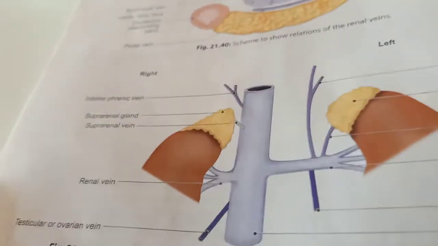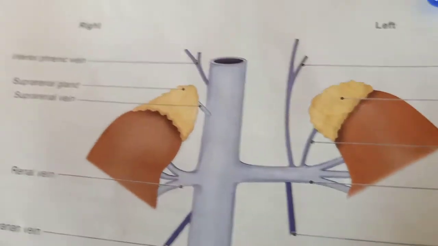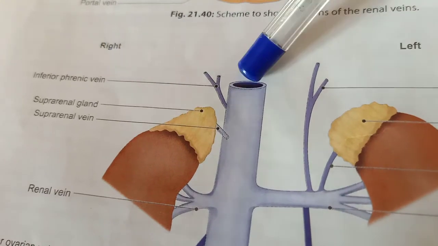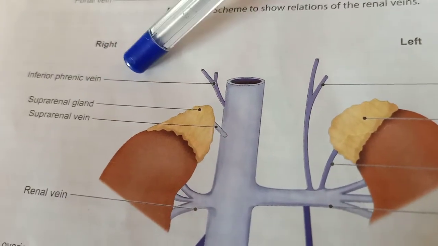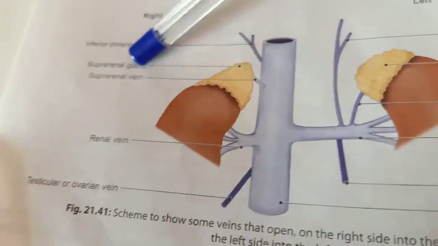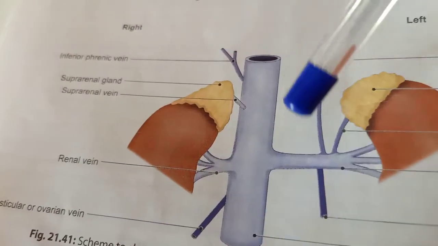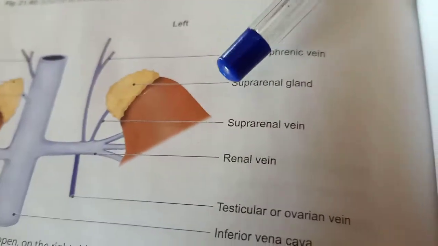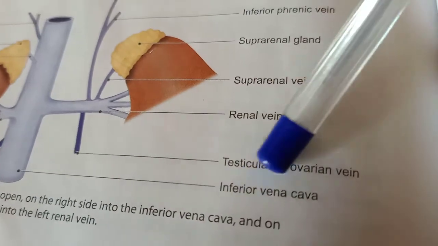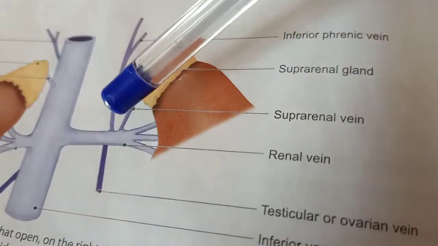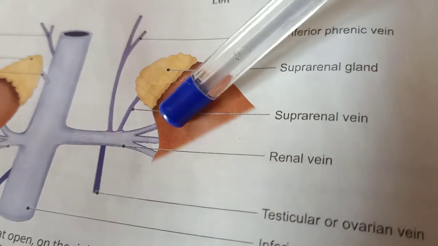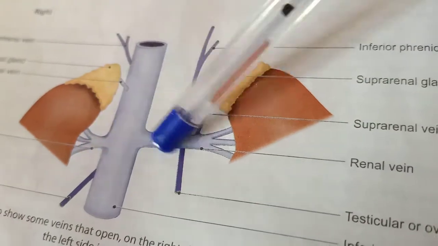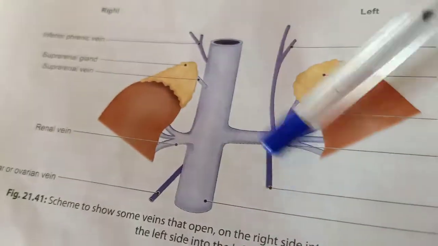Some veins on the right side and the left side are quite different. These are the indirect tributaries of the IVC. On the right side, the right inferior phrenic vein, the right suprarenal vein and the right testicular or ovarian vein drain directly into the IVC. But on the left side, the left inferior phrenic vein, the left suprarenal vein and the left testicular or ovarian vein first drain into the left renal vein and then it opens into the IVC. So this is a very important differentiating point between the right side and the left side.